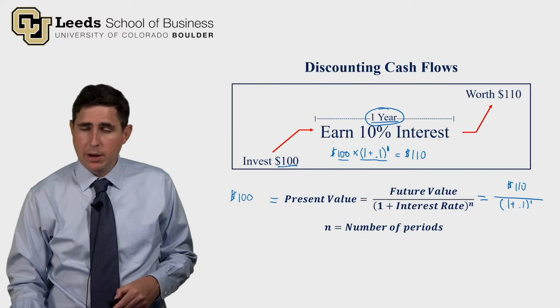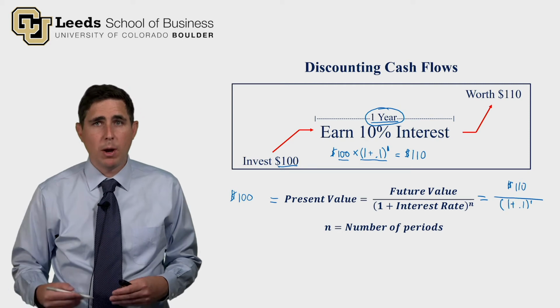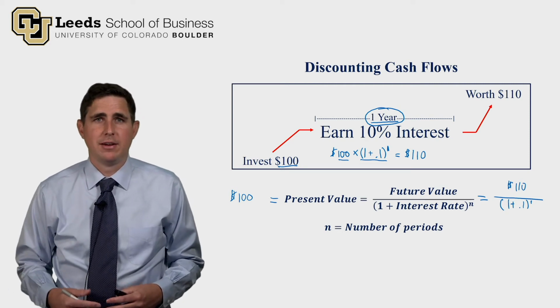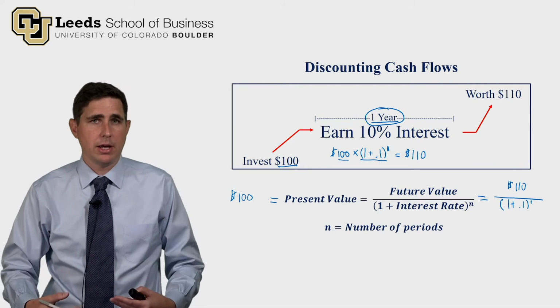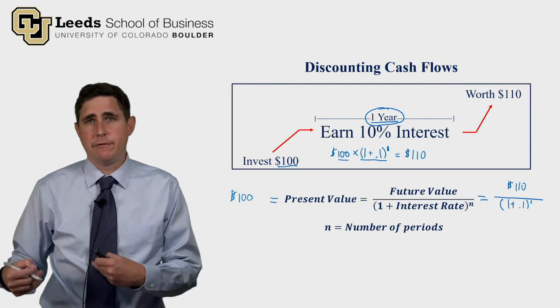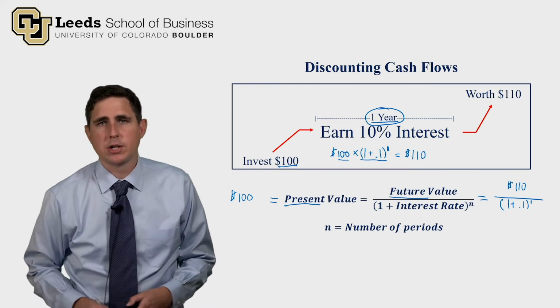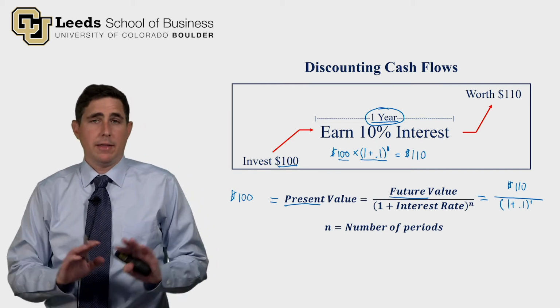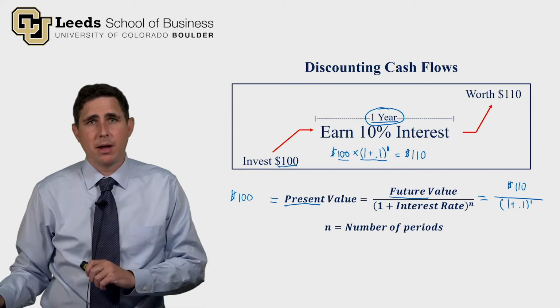Okay, so when you go through this calculation, 110 divided by 1.1 raised to the power of 1, yes, you do indeed get $100. And so this is just how you calculate the present value of a future cash flow. Okay, that's the end of this little tangent. And now let's go back to that bond.